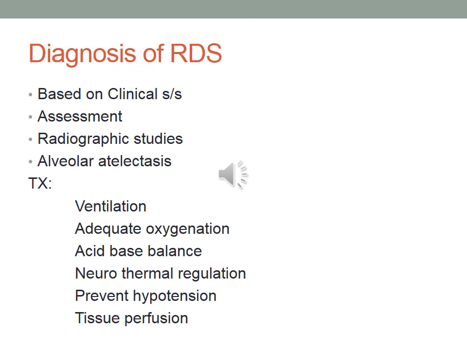Diagnosis of RDS is based on clinical signs and symptoms, assessment, radiographic studies, and alveolar atelectasis. Treatment: ventilation, adequate oxygenation, acid-base balance, neutral thermal regulation, prevention of hypotension, and tissue perfusion.